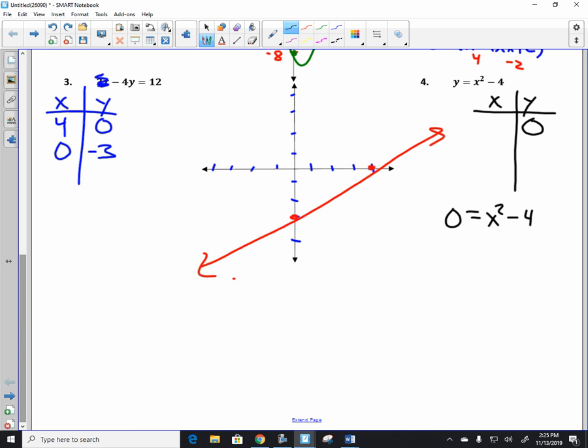Huh. That's different than the last problem. How do we factor that? Just do it. Difference of 2 squares, X plus 2, X minus 2. So what are my solutions? So I'll plot -2 and +2. Hey, I don't have a Y-intercept yet. How do I find the Y-intercept? Plug 0 for X, and you get -4.